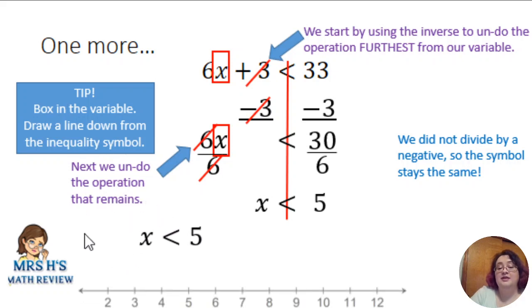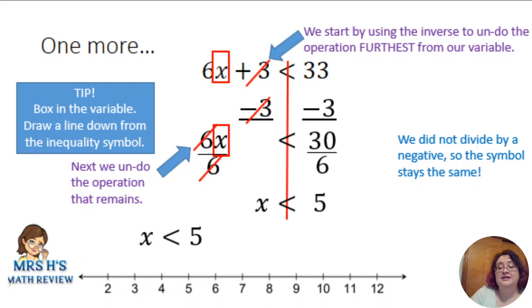Now we draw our number line. There is no line underneath, so I want an open circle at 5. Our variable's on the left, which means we can use our symbol to tell us our direction, and our direction goes towards the left as well.